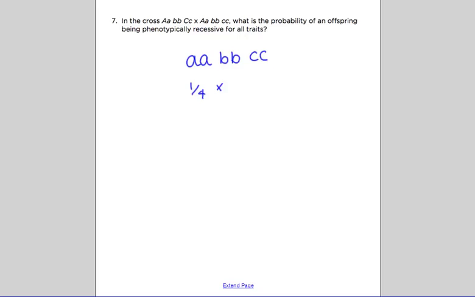For B, both parents are homozygous recessive, which means that all offspring are going to be homozygous recessive, meaning the probability is 1. For gene C, one parent is heterozygous, while the other is homozygous recessive, meaning that the probability of getting little c is 1/2. When you multiply these probabilities across, because you want each event to be true, you get 1/8. So 1/8 is the probability of getting this genotype, which means that phenotypically it's recessive for all traits.